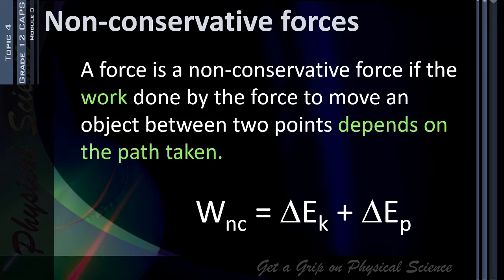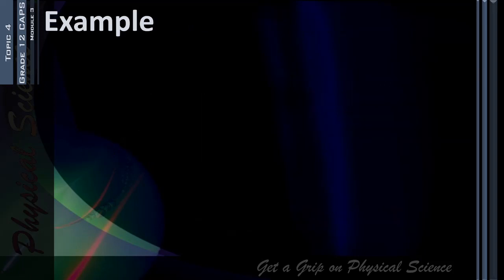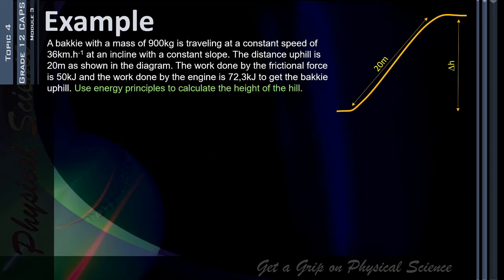So examples of non-conservative forces will be forces like frictional forces or applied forces. A bakkie with a mass of 900 kg is traveling at a constant speed of 36 km/h up an incline with a constant slope. The distance uphill is 20 meters as shown in the diagram. The work done by the frictional force is 50 kJ and the work done by the engine is 72.3 kJ to get the bakkie uphill. Use energy principles to calculate the height of the hill.